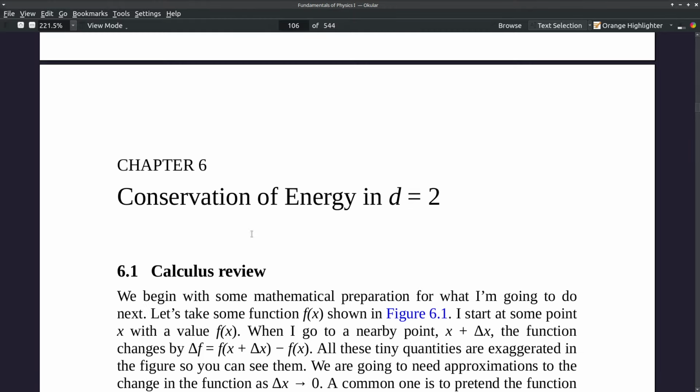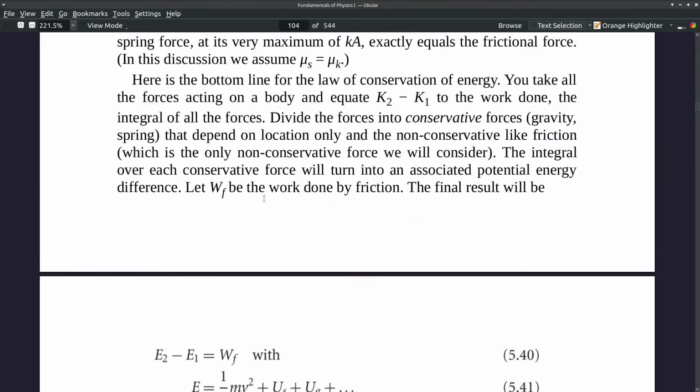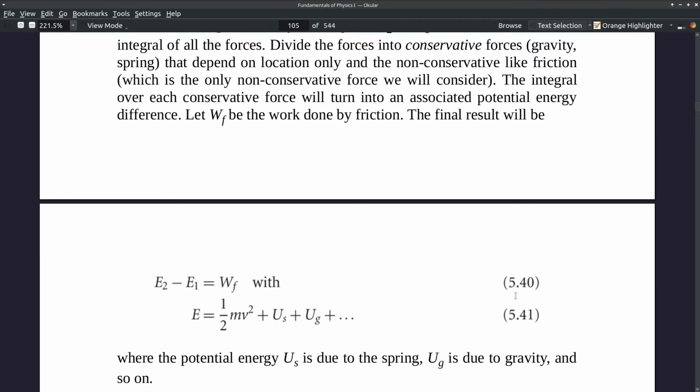So scroll back up just a little bit, real quick, right there. So if you look at 5.40, you've got this final energy minus this initial energy, right? E sub 2 minus E sub 1 equals the work done by the friction. So the difference in the energy is going to be equal to whatever work was done, because otherwise it would be balancing.